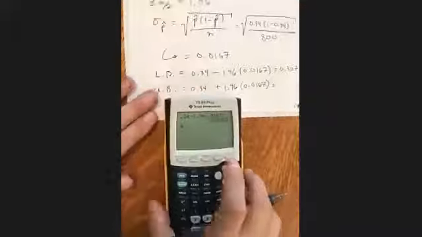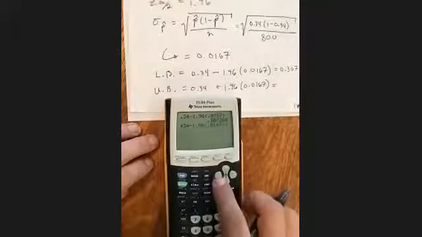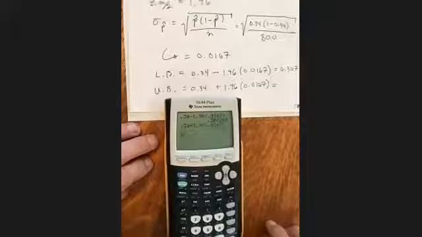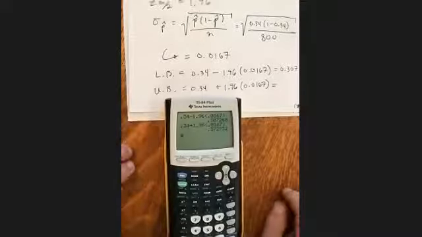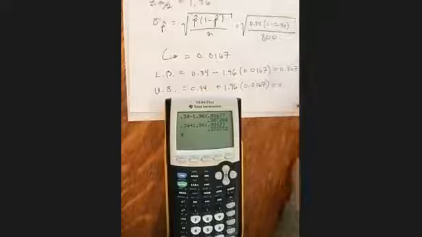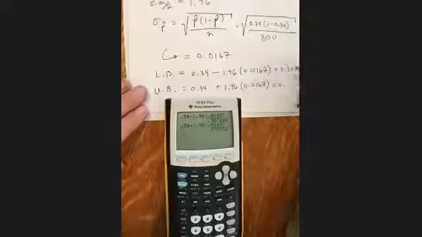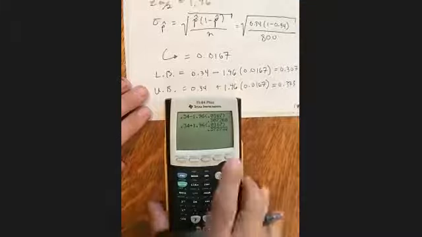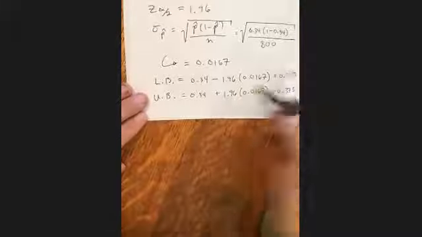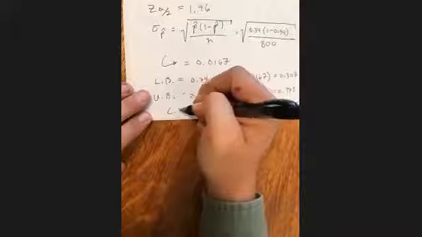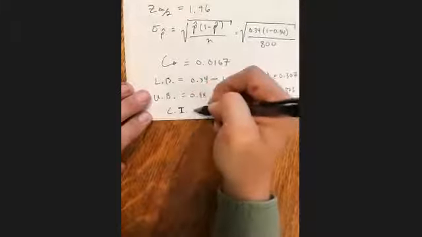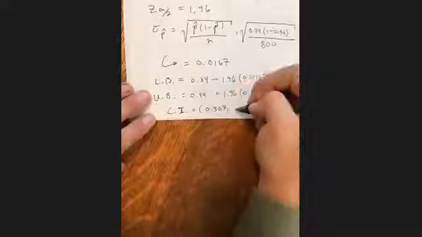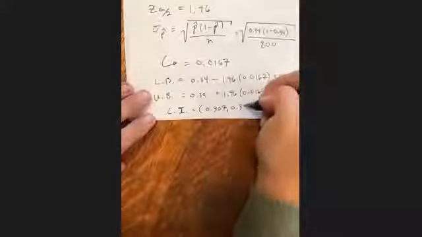So when you're putting it in your calculator, nothing easier. Second answer, scroll back, put a plus sign, and we get 0.373. Okay, so with these two values, we can see that the confidence interval is equal to 0.307 to 0.373.